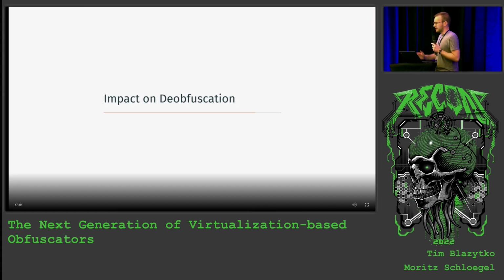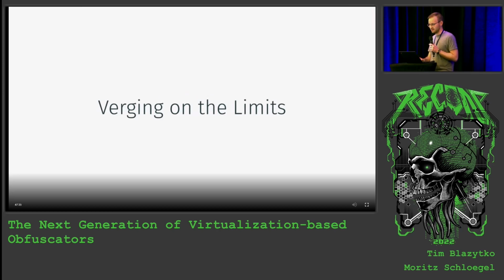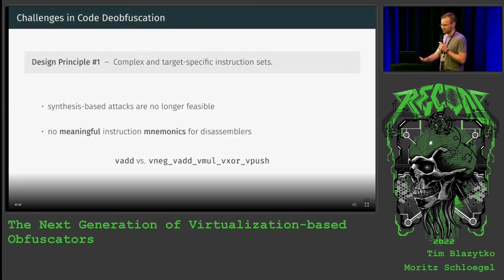So what's the impact on deobfuscation going to be, right? So it doesn't look good, and I'd actually say we're at the limit. So it's always an arms race, as with everything, right, between obfuscation and deobfuscation techniques. And right now it looks like obfuscation is winning. So the challenge posed by adhering to these design principles, to this complex and target-specific instruction set, is that our shiny, powerful synthesis attacks don't work anymore.